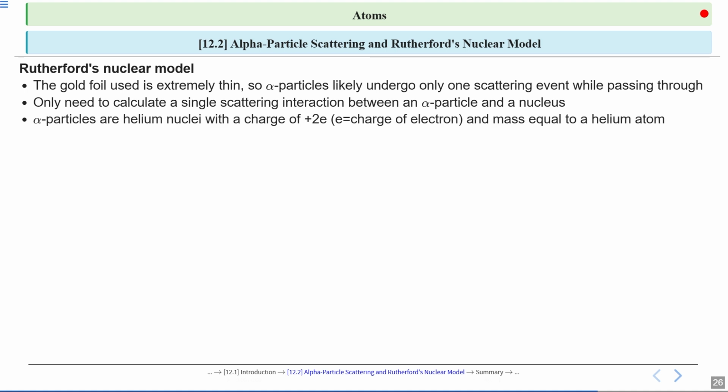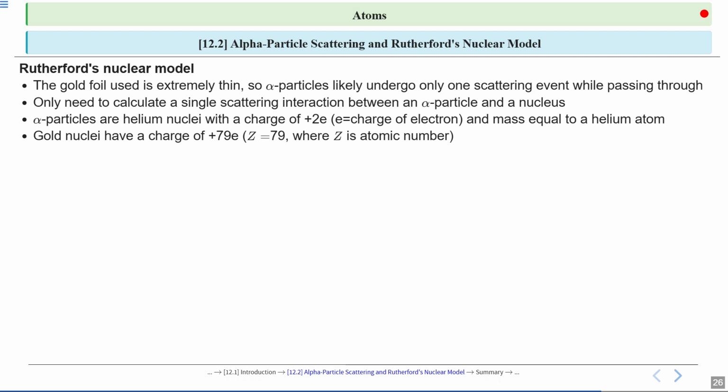Let's talk about the alpha particles themselves. Alpha particles are actually helium nuclei, which means they have a charge of plus 2 times the charge of an electron, that is +2e. Their mass is about the same as a helium atom, which is roughly 4 atomic units.